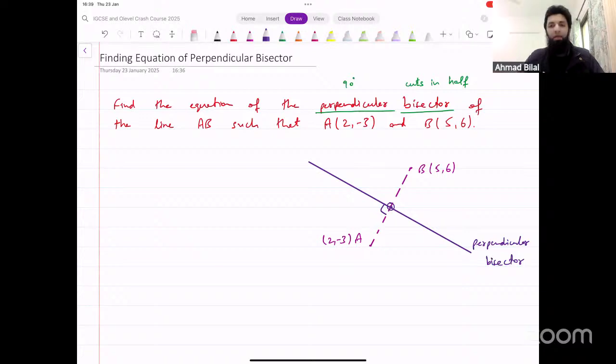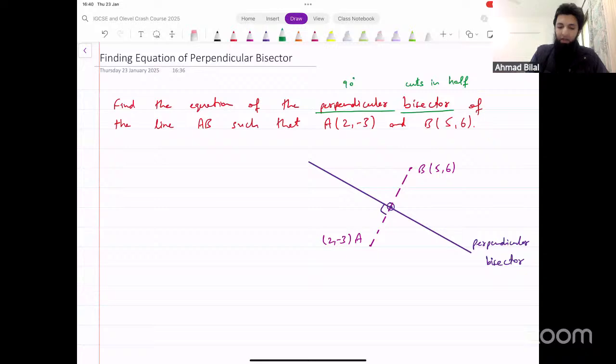Okay. Now, how do you find the equation of this line? For the equation of any line, you need two things. You need one point on the line, and you need the gradient of the line. These are the two things that we need to be able to write down the equation of the perpendicular bisector, right? If we can find those two things, we can write down the equation.